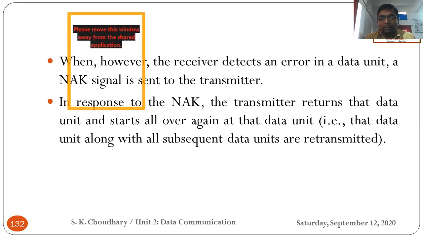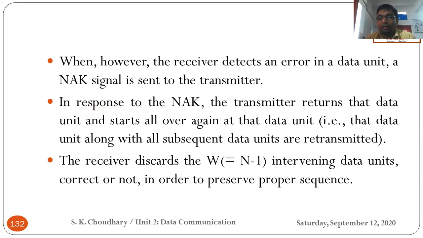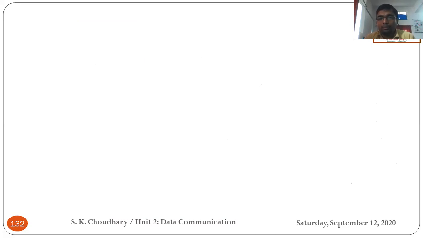It is mentioned here that in response to the NAK signal, the transmitter goes back and starts all over again from that data packet. So the receiver discards the W intervening data units. W means N minus 1. Okay, whether correct or not, this is in order to preserve the proper sequence.